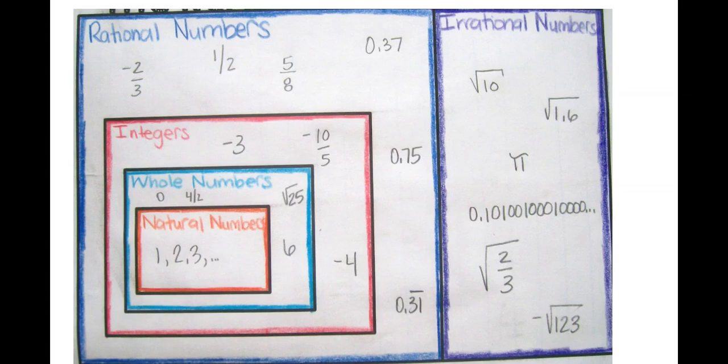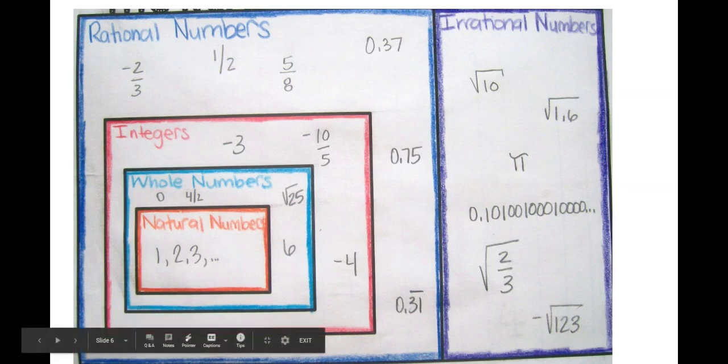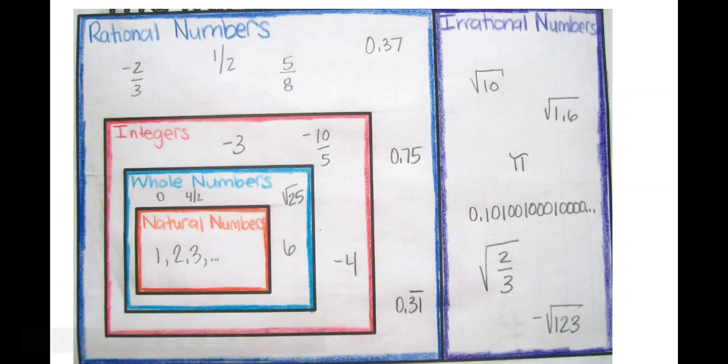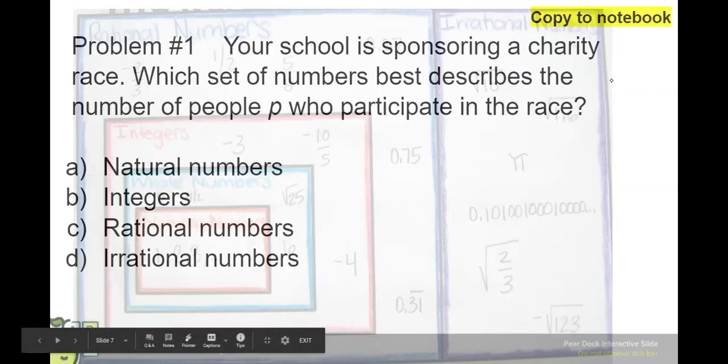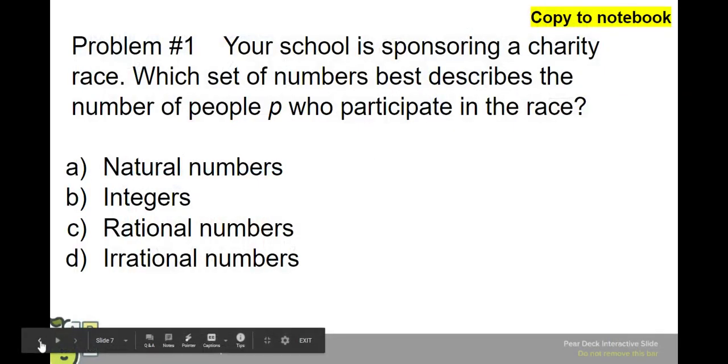Therefore, it is rational. And then down below, we have 0.31 with that little repeating bar. That bar tells me it repeats on and on and on. So since it repeats, it can be converted to a fraction. So it's also rational.